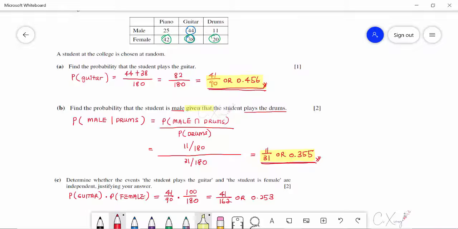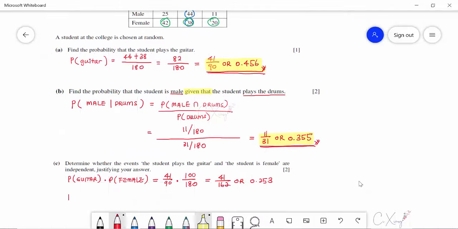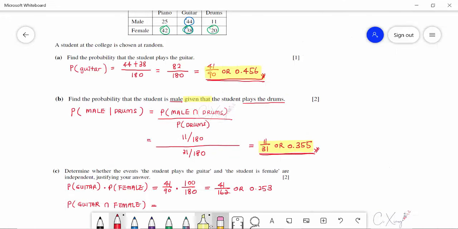After the first value, you want to get the second value. The second value is the probability of guitar intersect with female. You can get this probability straight away from the table itself. Where is it? Guitar intersect with female will be this one. So this value here is actually 38 over 180.